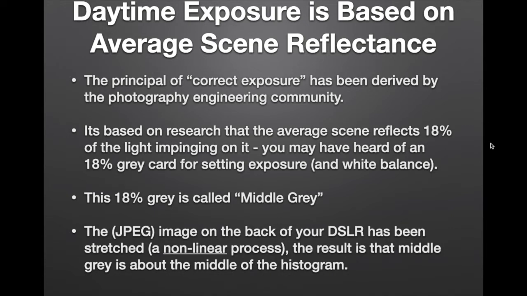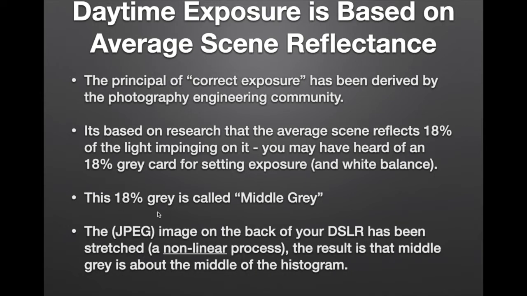One thing to look at first is how exposure works. What is a normal photographic exposure? Daytime exposure is based on scene reflectance. The principle of correct exposure has been derived by the photography engineering community, and it's based on research that the average scene reflects 18% of the light impinging on it. You may have heard of an 18% gray card, and this gray card is calibrated to reflect 18% of the light. You can set your exposure and your white balance by imaging this gray card and adjusting your camera.